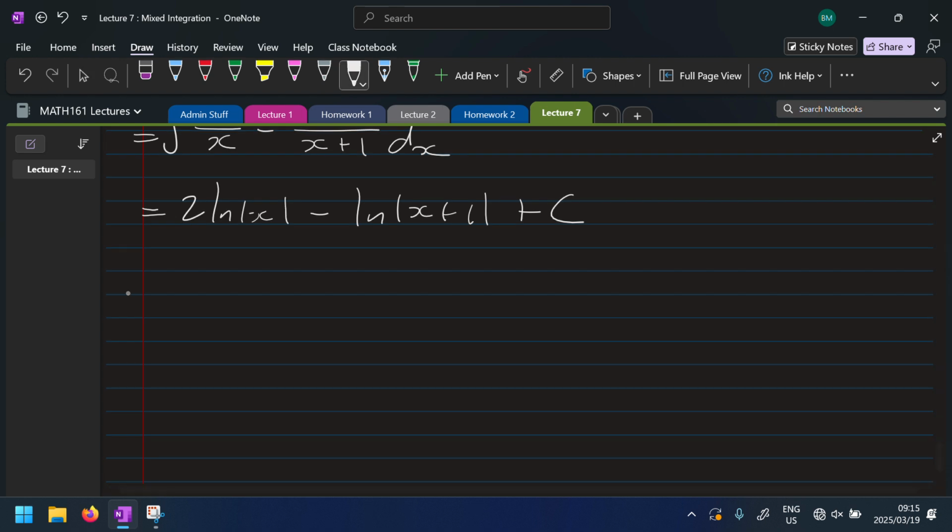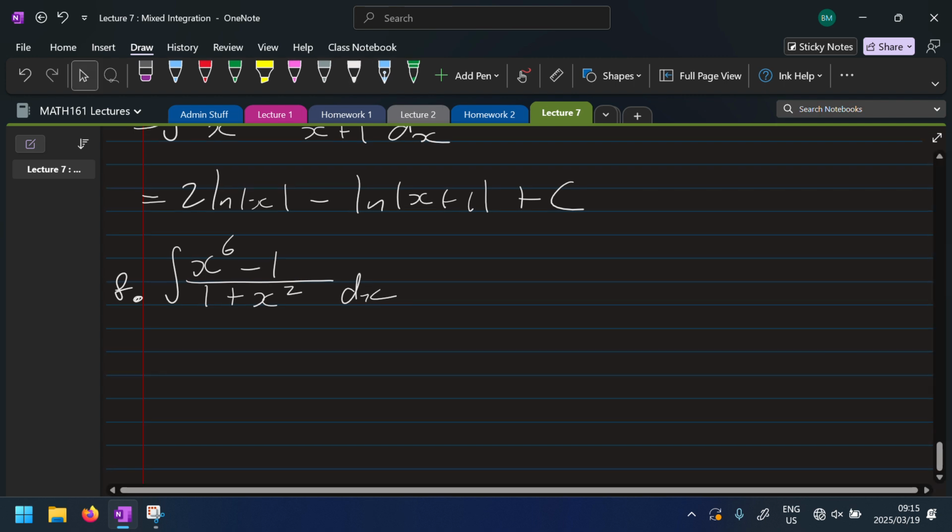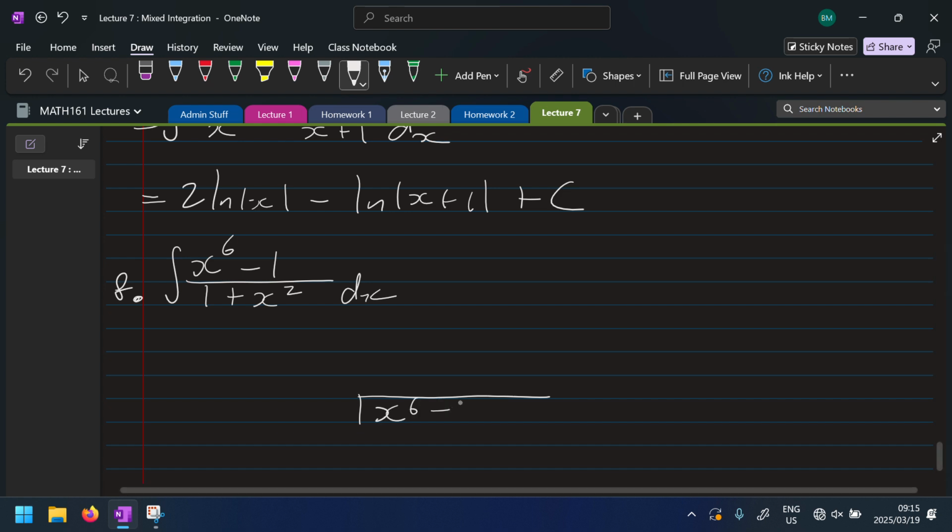Number 8. The integral of (x^6 minus 1) over (1 plus x squared). Let's go through the steps. Step 1, check if we need to do long division. The top is degree 6, the bottom is degree 2. Six is bigger than 2, so we have to do the long division. Let's do that. So numerator x to the 6 minus 1, and the denominator x squared plus 1.